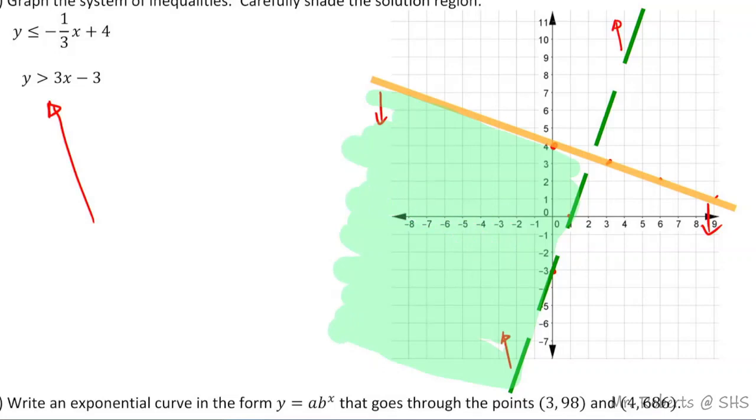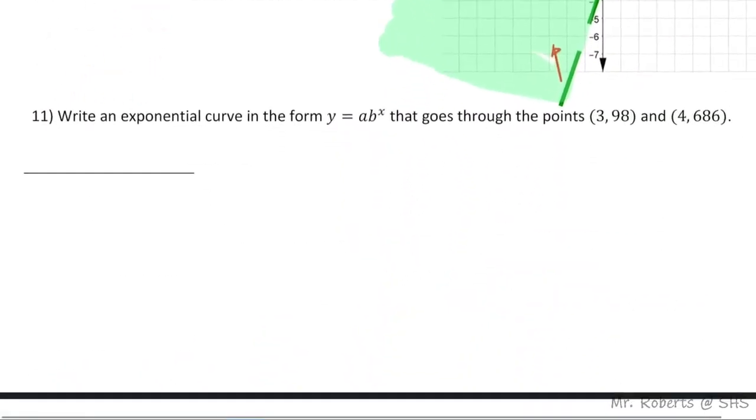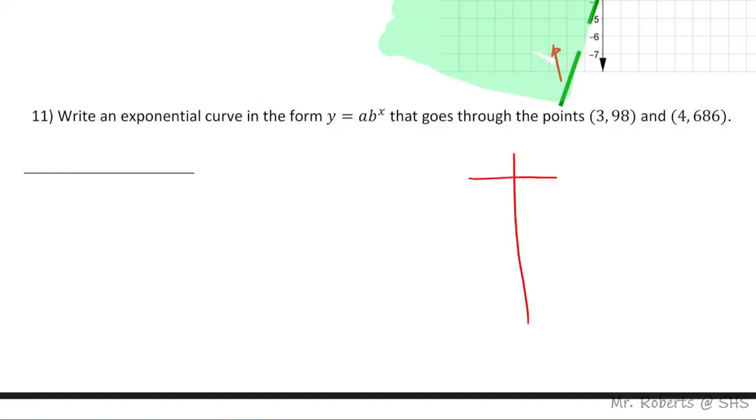That's the solution region. All right, let's see next, 11. Write an exponential curve in the form y equals a b to the x that passes through these 2 points, (3, 98) and (4, 686). One thing about these is every time I see them, it's easier for me to look at them in terms of a table. So I'm going to look at an xy table.